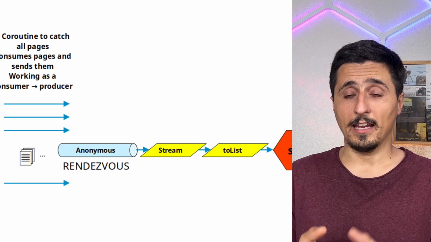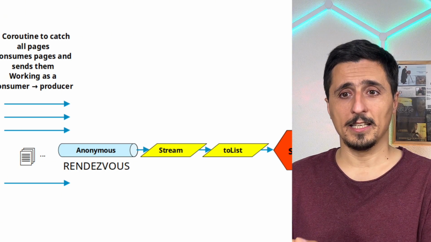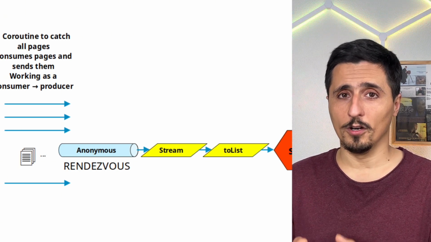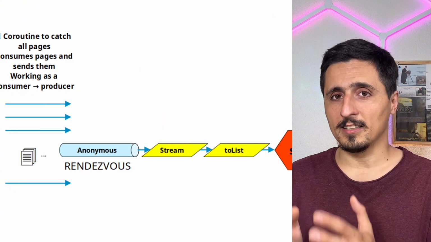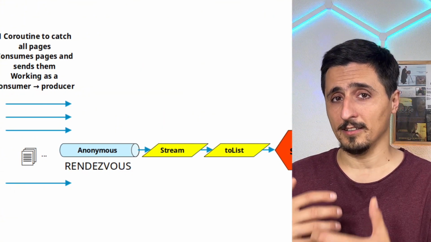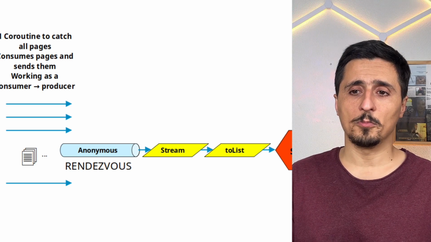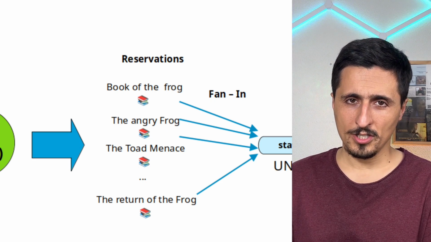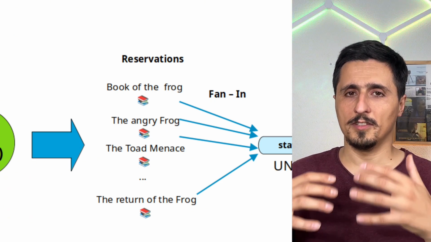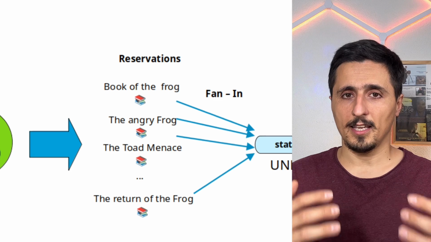And this is why when we use receive in this case, and we create a to-list for a rendezvous type of channel, the code does not hang. In fact, it calculates correctly the sum of the pages, and we are able to print it out to the console. So let's recap.